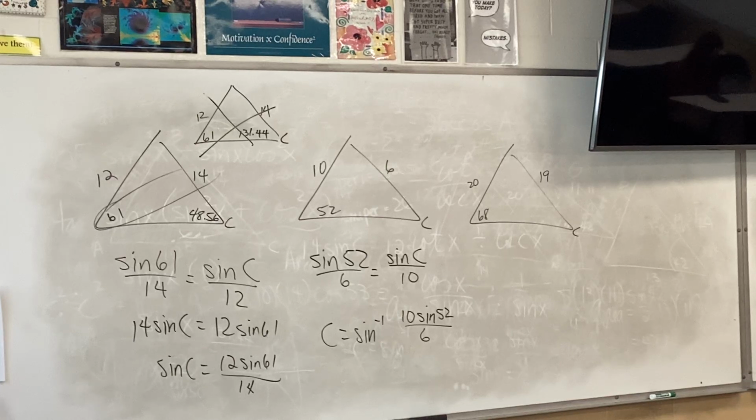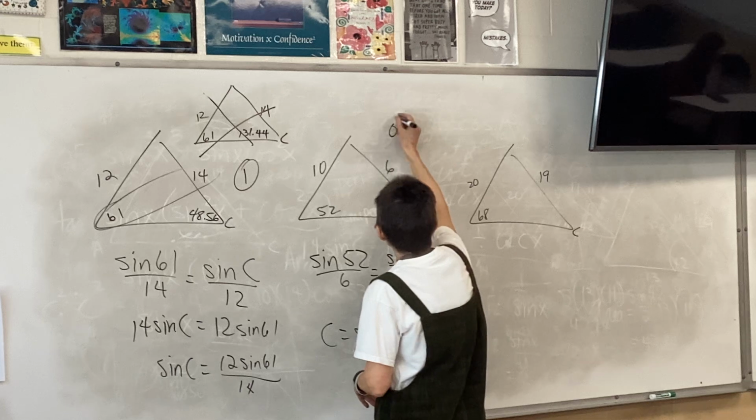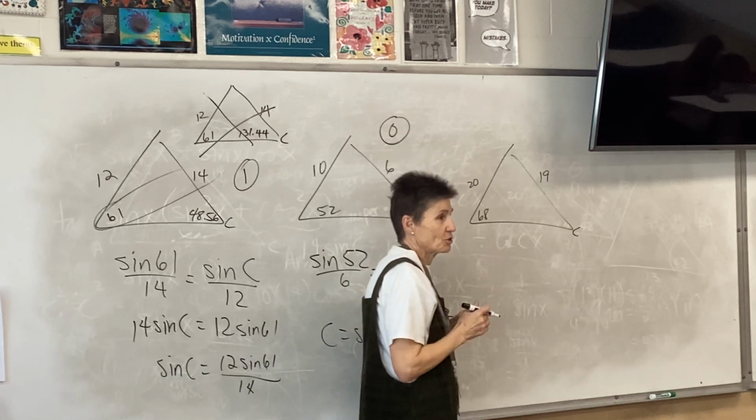No triangles possible for that second problem. We got an error message. So this one was one triangle possible, this one is none. Oh, I'm gonna take a wild guess. This one might be two, but let's just check and see.